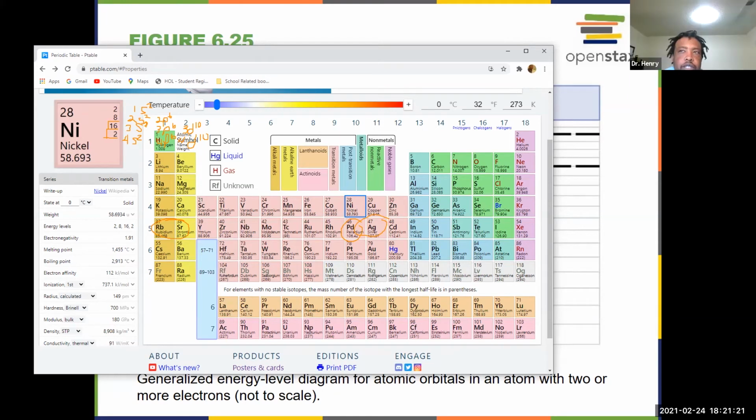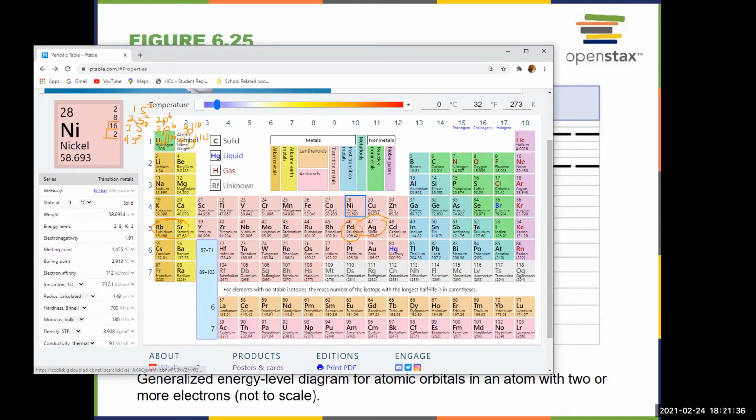And you'll notice nickel doesn't do that, right? So you'd assume, well, why doesn't nickel do it when palladium does? They're in the same row. Shouldn't they behave the same way? But they don't. So a more advanced level chemistry question, I'm guessing.